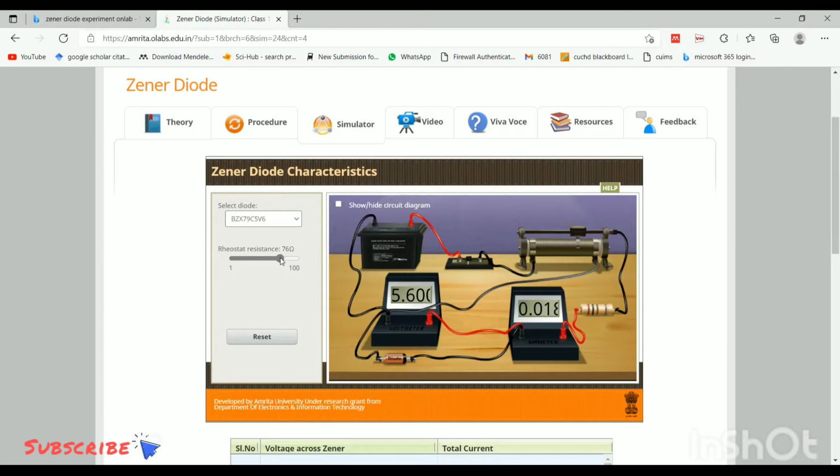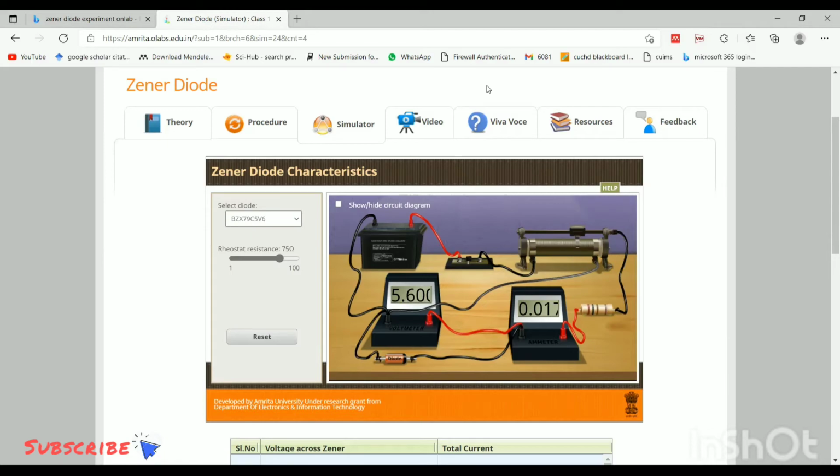Now the resistance is 75 ohm. The voltage of the Zener diode remains the same, but the current starts increasing. So this voltage is known as the breakdown voltage. The voltage remains constant. By applying the resistance, the voltage is not increased, but the current starts increasing. That voltage is known as the breakdown voltage.